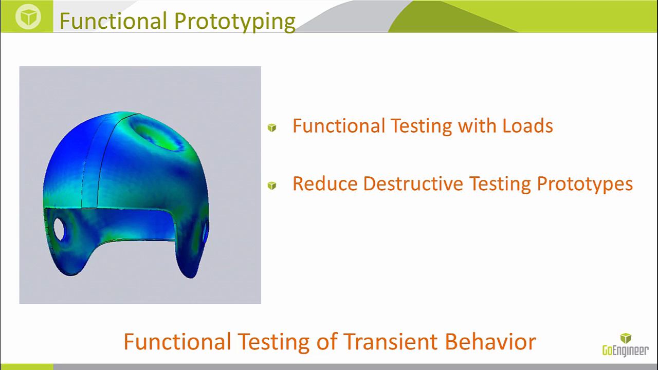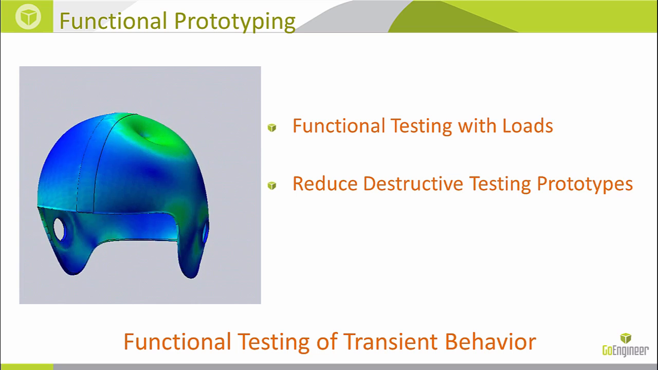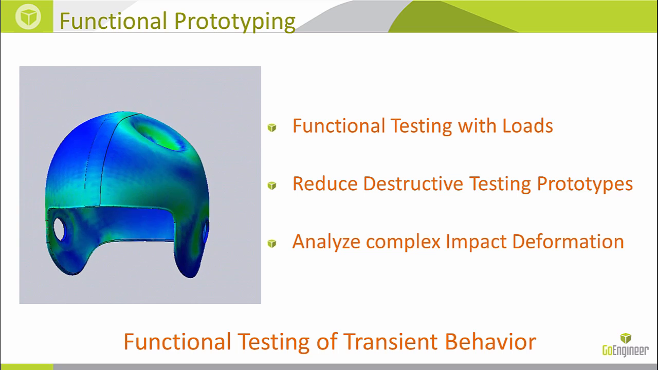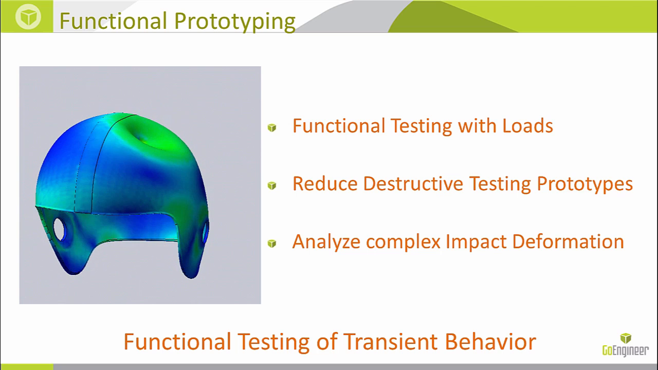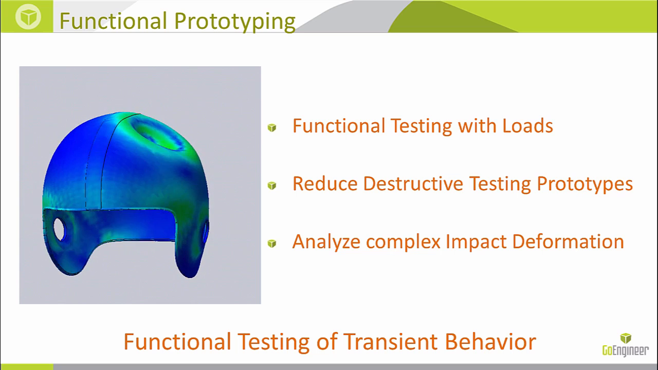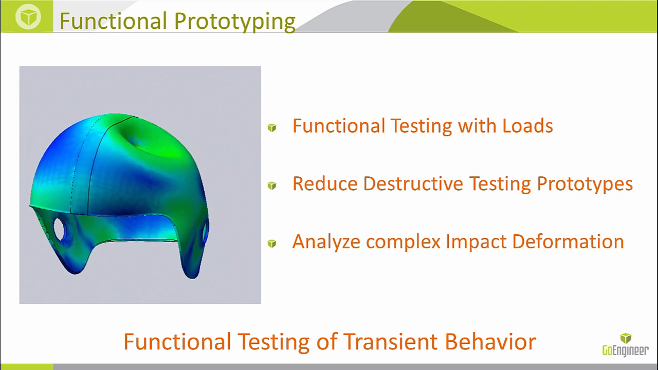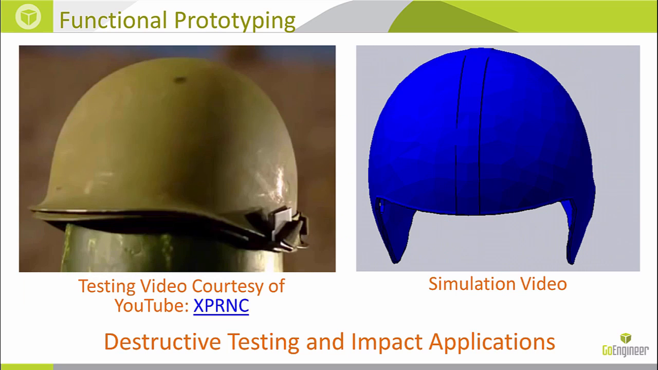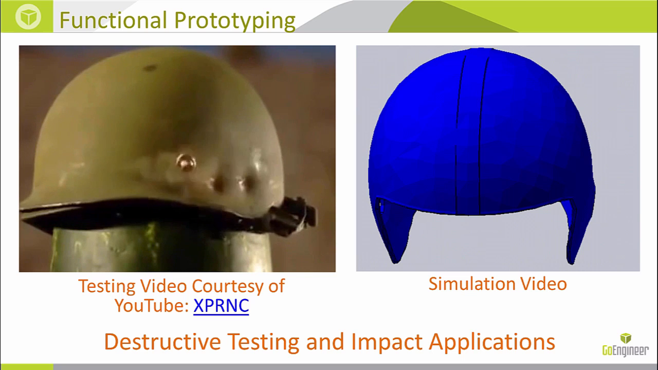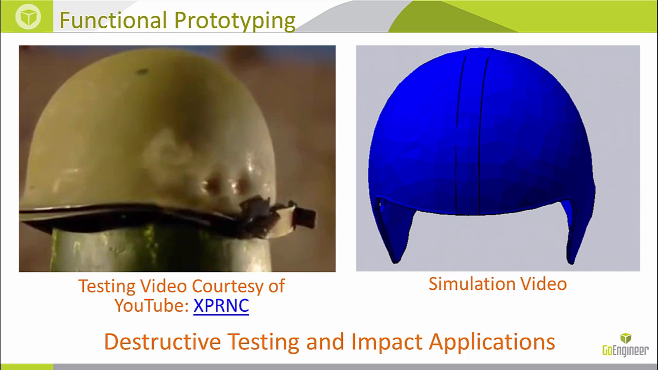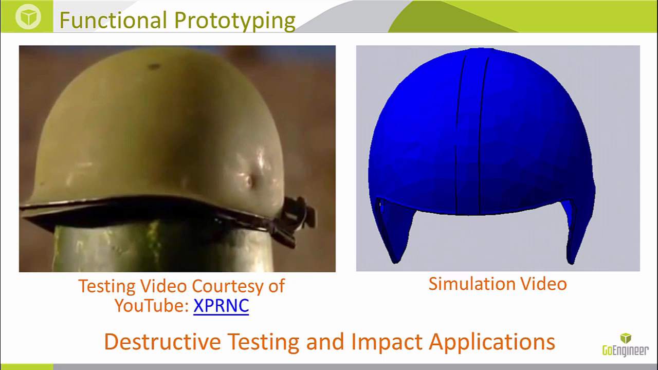We spoke about destructive testing. Anytime you have destructive testing or impact, analyzing the complex impact deformation is extremely tedious, not only from a testing perspective, because it's costly and time consuming, but also because it's expensive to gather data when doing the testing. For a helmet, for example, this video on the left is courtesy of YouTube. If anyone wants to see it, just search YouTube for helmet impact or helmet bullet, and this should pop up.